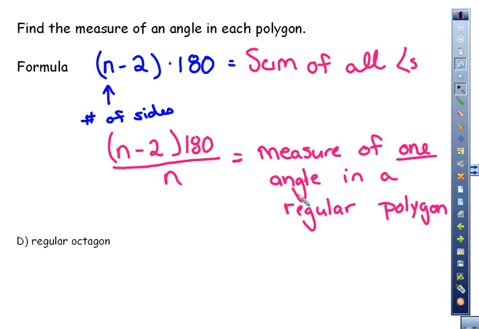Now it says find the measure of an angle in each polygon. And I want you again to go ahead and hit pause and to solve this. So go ahead and hit pause. Actually, not solve it. Go ahead and hit pause and write this information down.